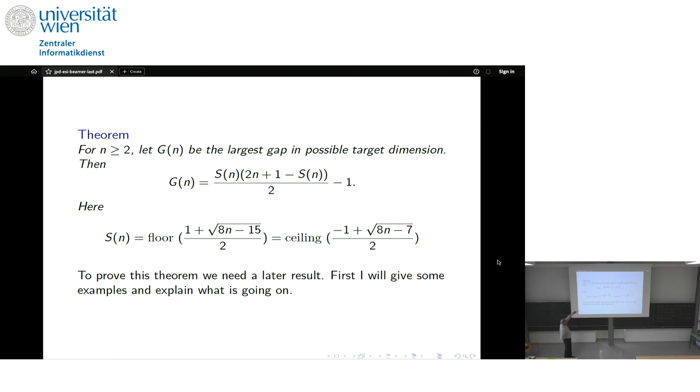Okay, then you take that number s. Then you plug into that formula: s of n times 2n plus 1 minus s of n, all over 2, and subtract 1. That's the largest gap. Okay? So, anyway.